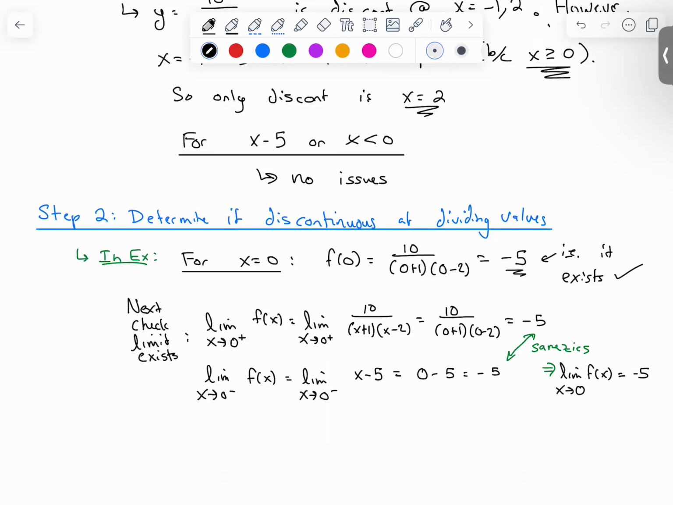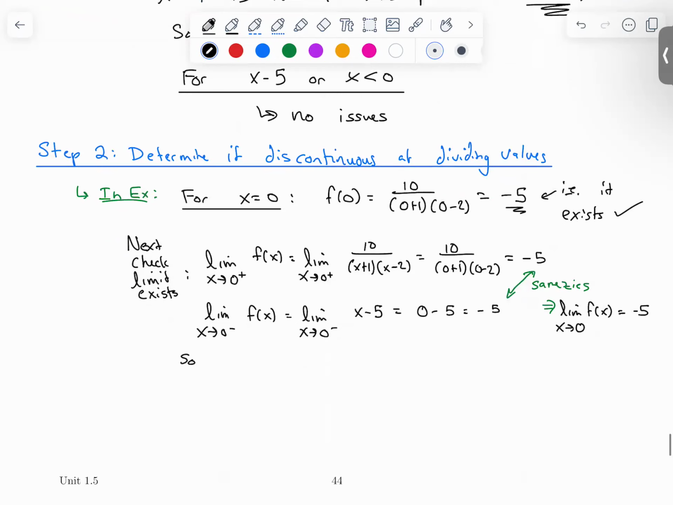So all conditions satisfied, which implies continuous at x equals 0. So that's not a point of discontinuity. Our line ends up connecting to the irrational function perfectly at 0. So we only have one discontinuity.